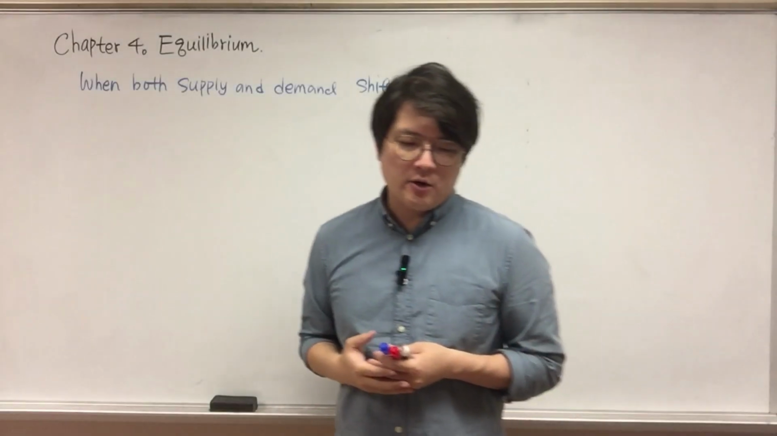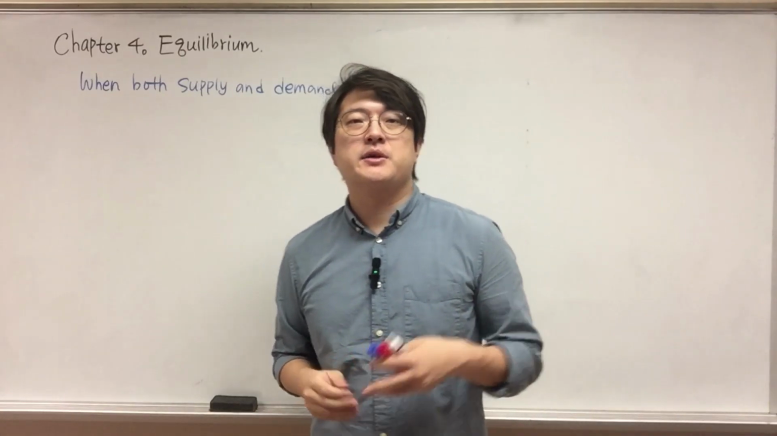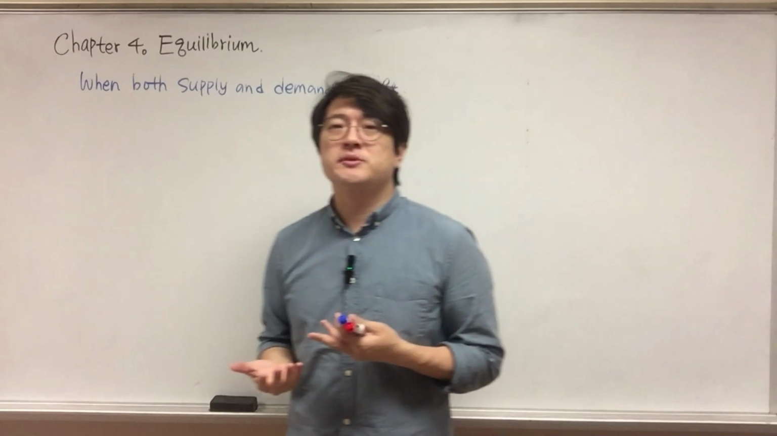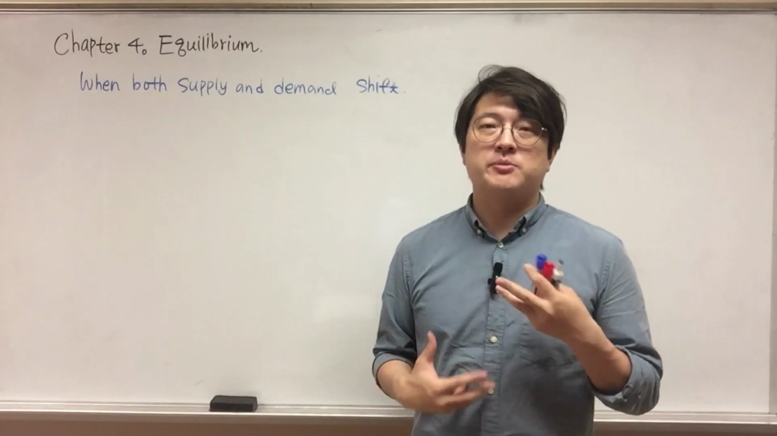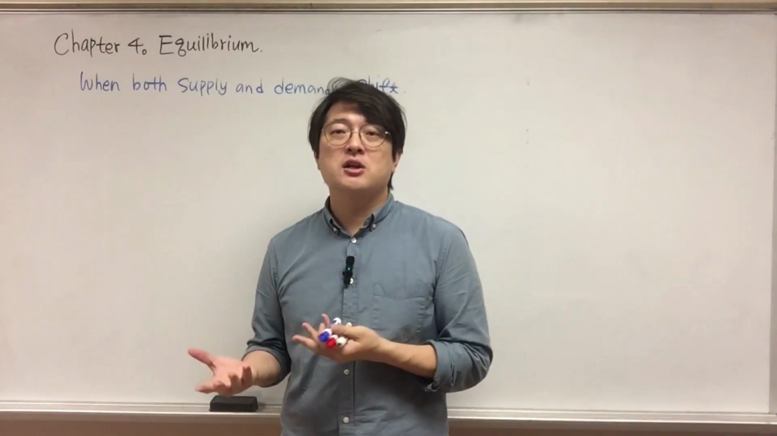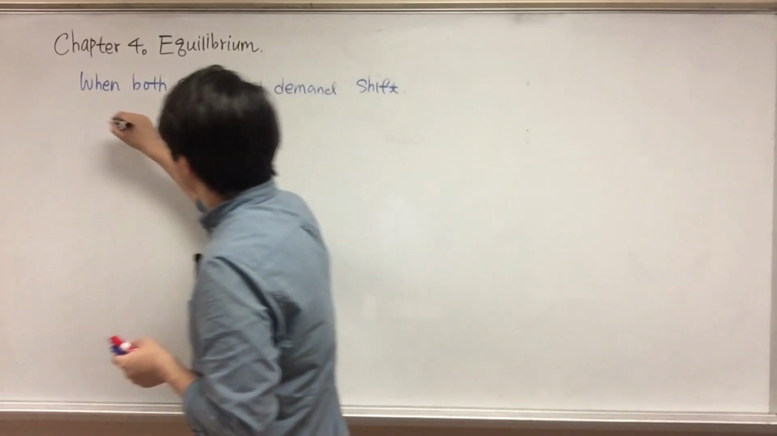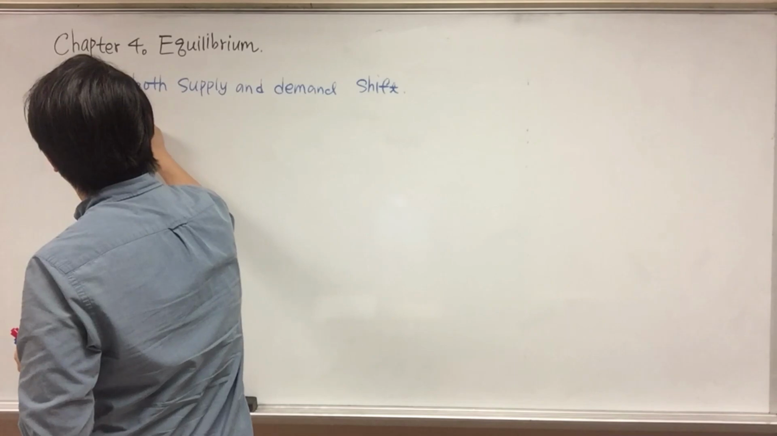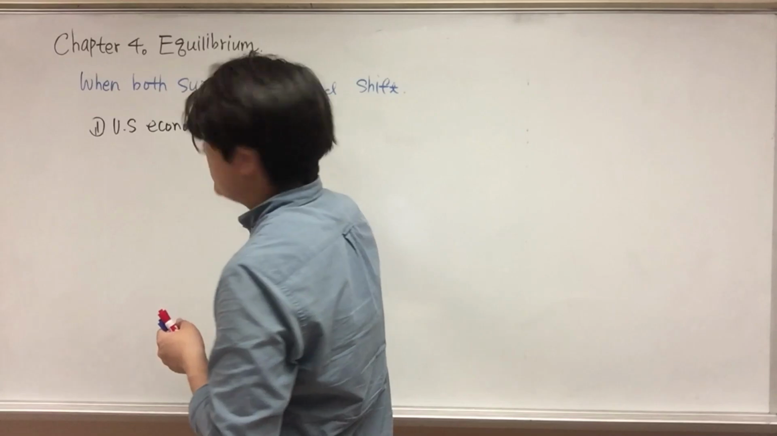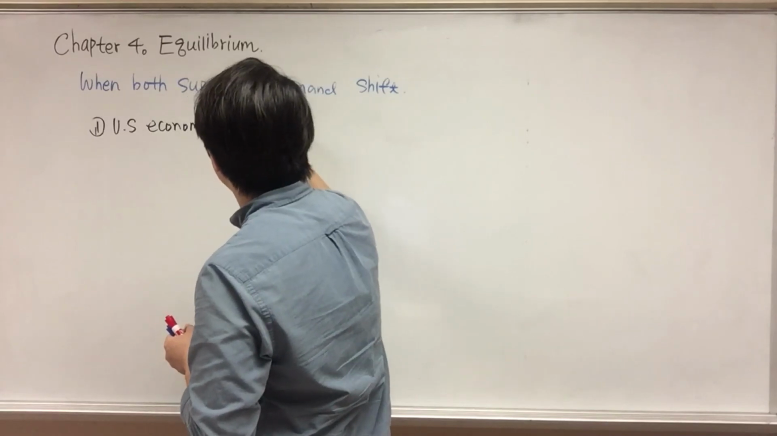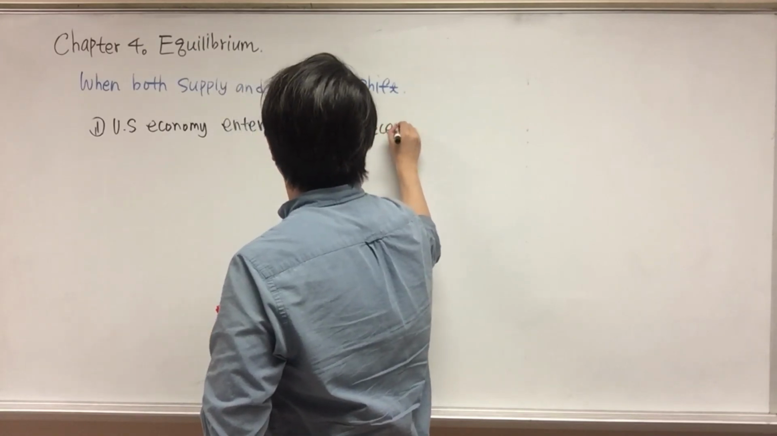So far we have looked at the cases where the two curves move separately. So if the supply curve and demand curve move at the same time, what happens? Okay, so let's take a look at the example. If the United States, U.S. economy, enters a severe recession.